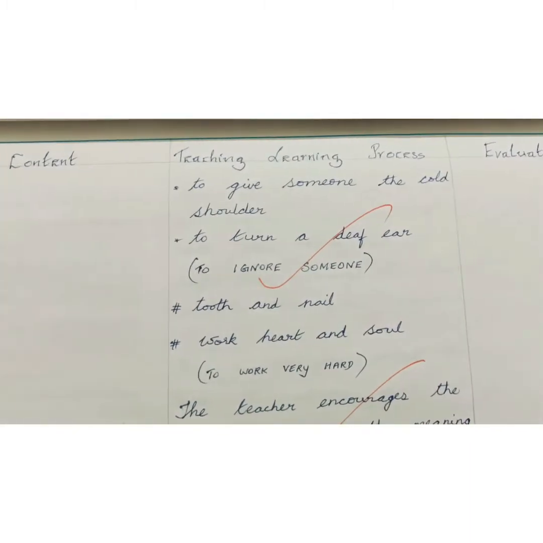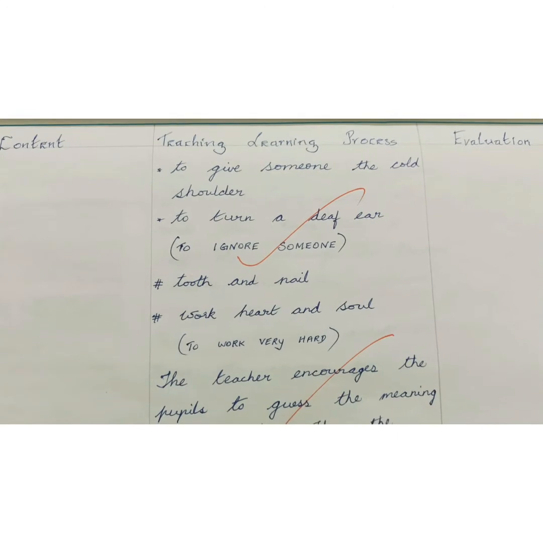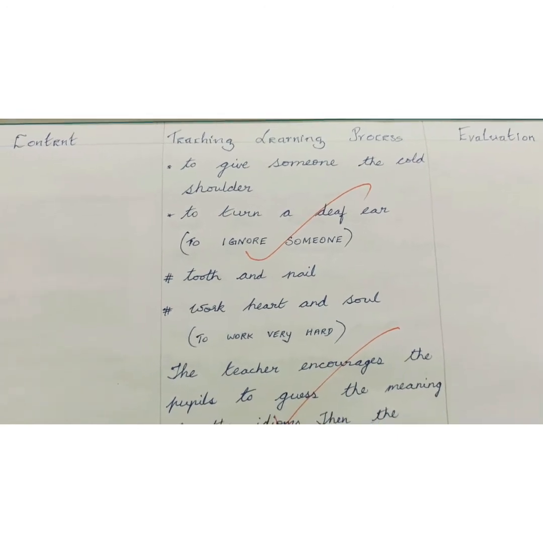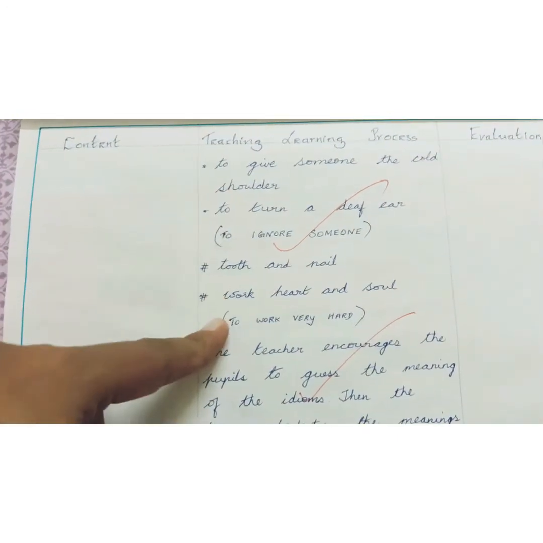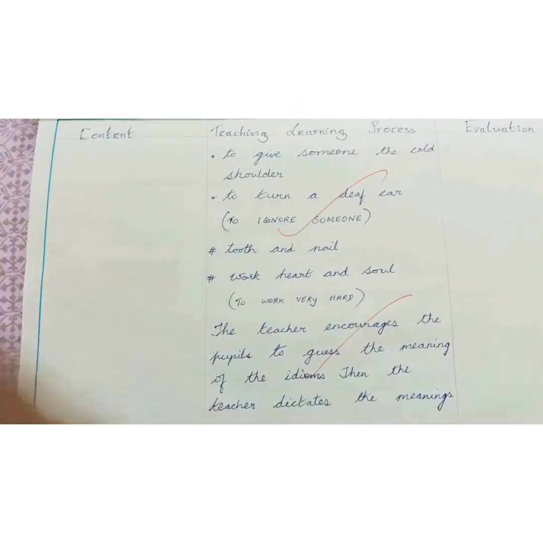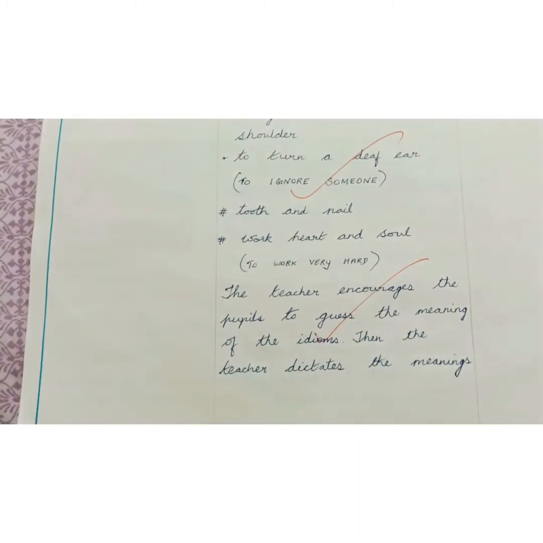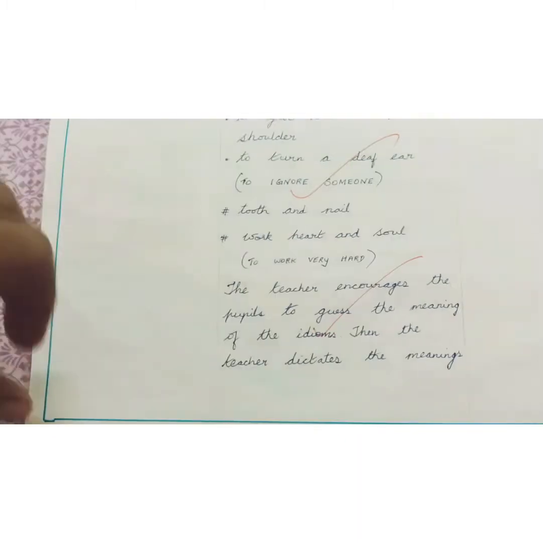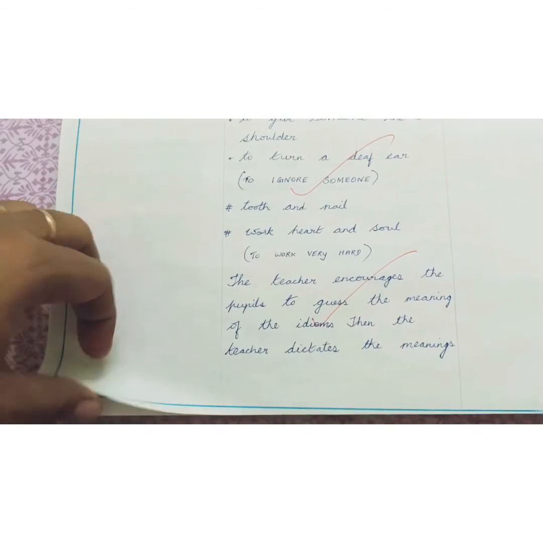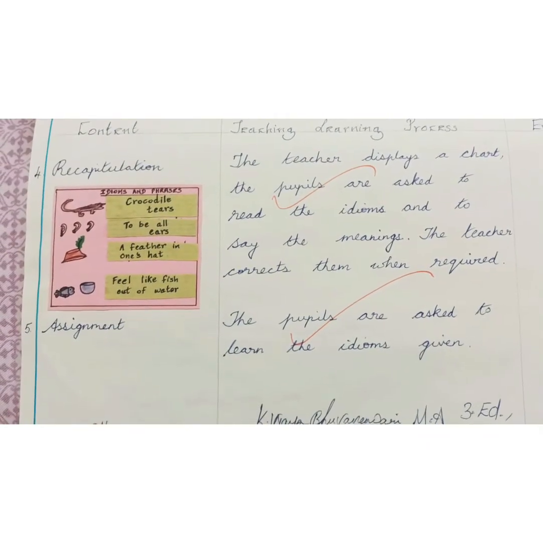Here, to give someone the cold shoulder, to turn a deaf ear, tooth and nail, work heart and soul. I've also given the meaning in bracket, which means here again I would have engaged in explaining the difference between each phrase here. The teacher encourages the pupils to guess the meaning of the idioms. Then the teacher dictates the meanings. So that's step 3. Step 4 is the recapitulation.